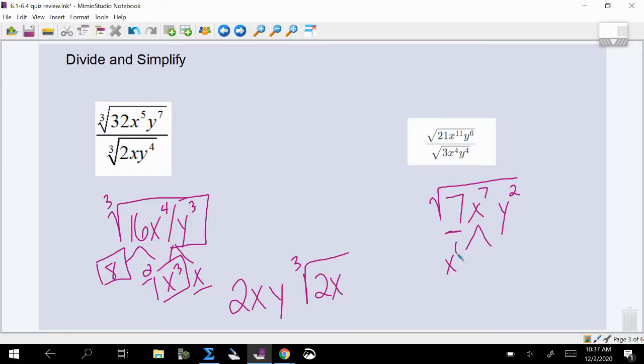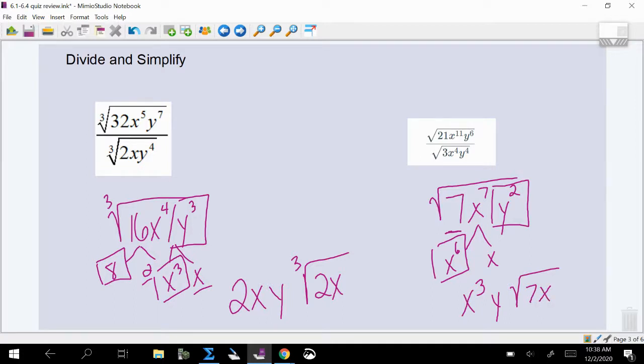X to the 7th, I'm going to have to break it down into x to the 6th and x. And y to the second is already perfect because the power will divide by the root. So when I take the square root of x to the sixth, I get x to the third. The square root of y squared is y, and I am still left with a 7x underneath.